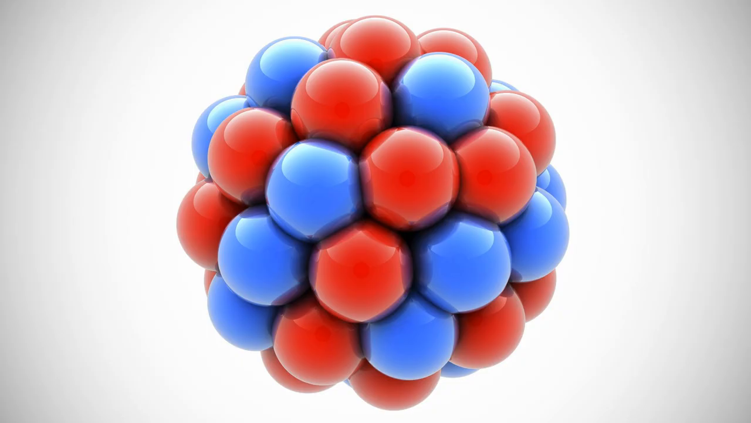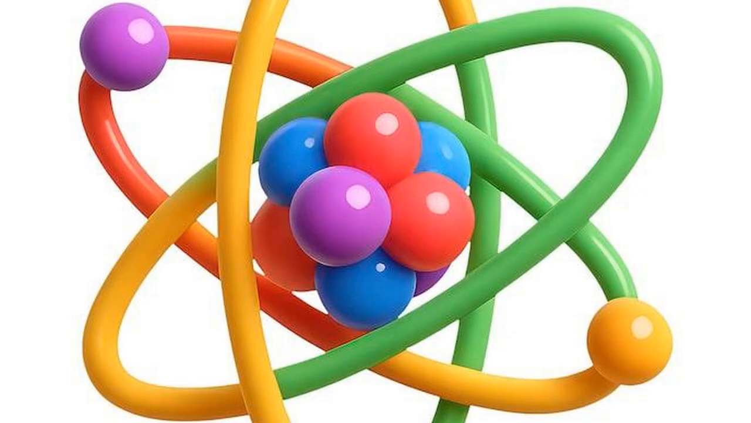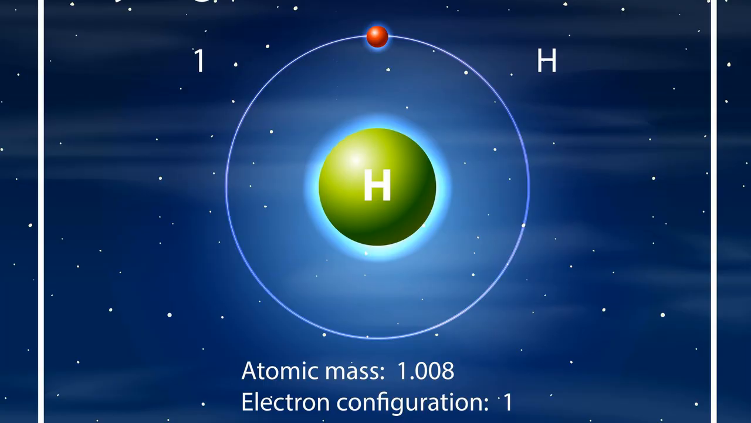But what exactly is an atom? What's inside it? And how do these tiny particles create everything we see around us? Let's find out. What is an atom? An atom is the smallest unit of an element that still has the properties of that element. In simple words, atoms are the basic building blocks of all matter.